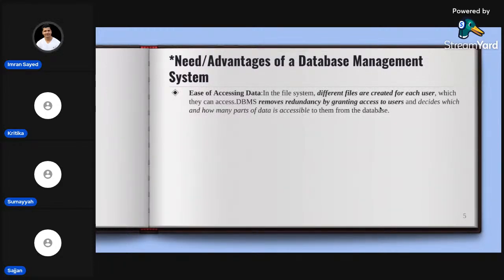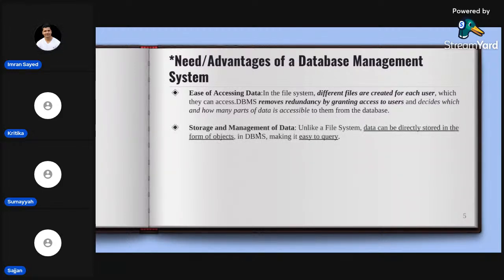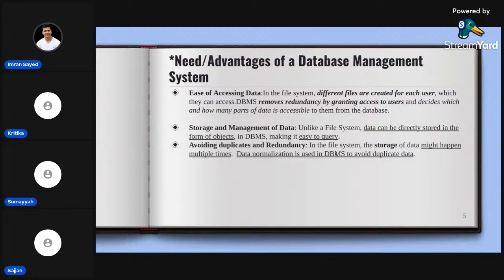Okay, so in file system, different files are created for each user, which they can access. DBMS removes the redundancy by granting access to the users and decides which and how many parts of the data are accessible to them in the database. Storage and management: data can be directly stored in form of objects, unlike file system, making it easy to query. Avoiding duplicates and redundancy: in file system, storage of data might happen multiple times. Data normalization is used in DBMS to avoid duplicate data. Concurrent data accessing: users can access data simultaneously through different applications.